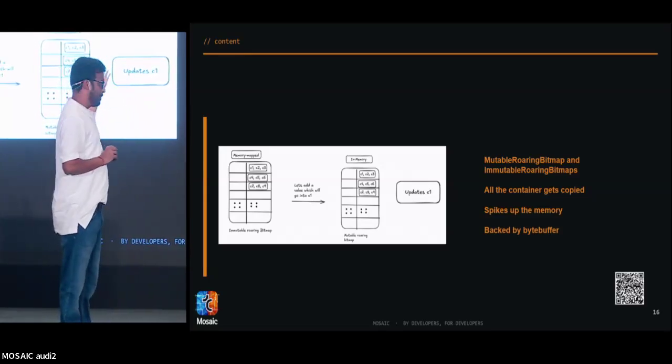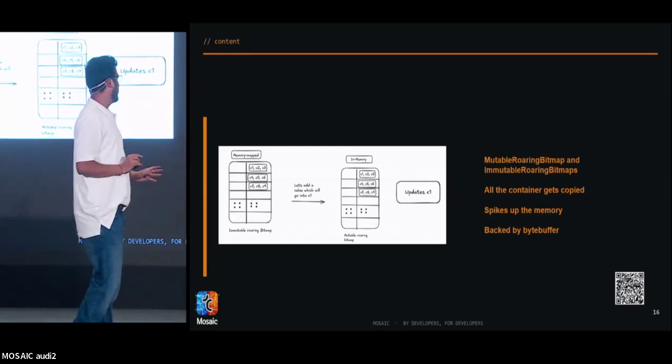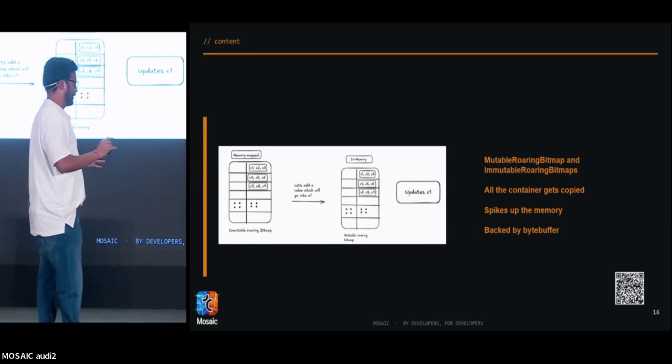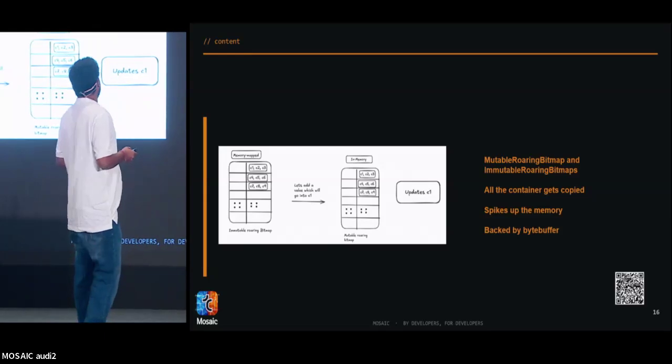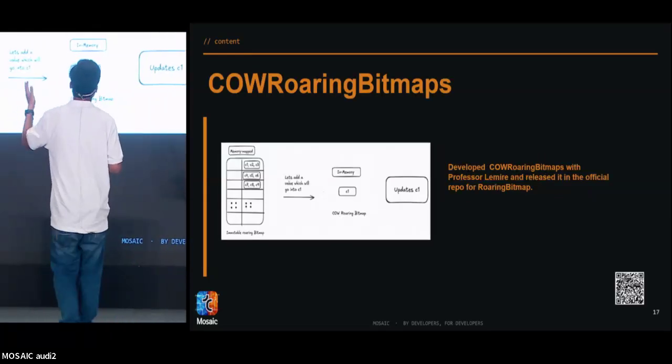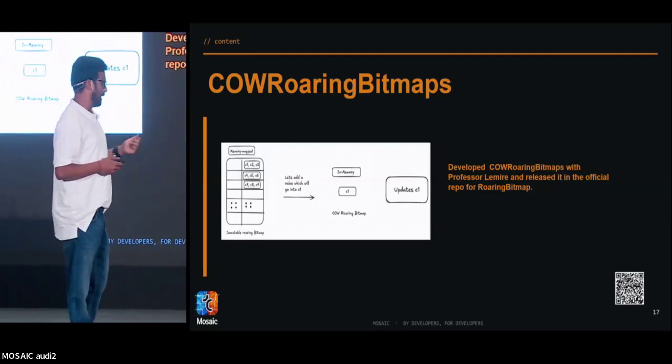Why it was not implemented is very tricky, so you can scan the QR code and read the PR in detail. I had some email discussion with Professor Lemire also. After that, we came up with the solution here. So what we did, we built a copy-on-write roaring bitmap. This is what I had implemented last year.